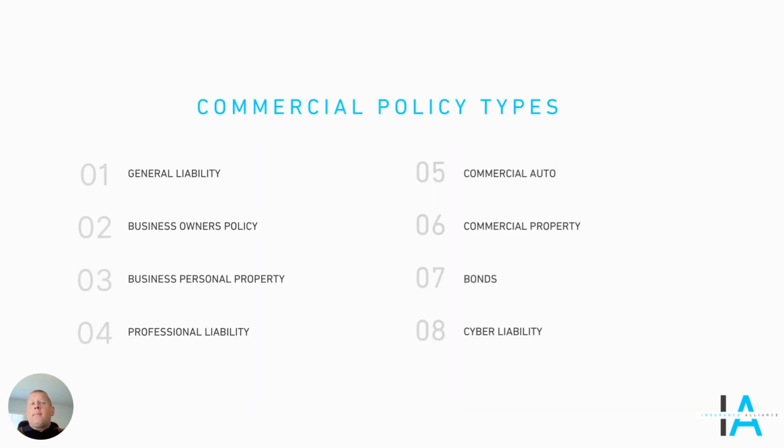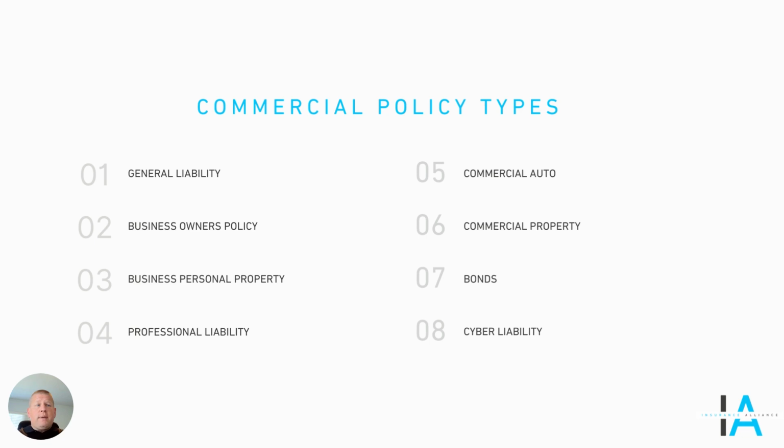Here are the most common commercial insurance policy types. So this is not all of them, and there are other components that can be added or taken away from some of these, but this will give you an idea of the most common types of policies that exist today. So the first is general liability. Second is a business owner's policy, which is a compilation of a bunch of different policies put together under one policy, so everything's in one spot for you.